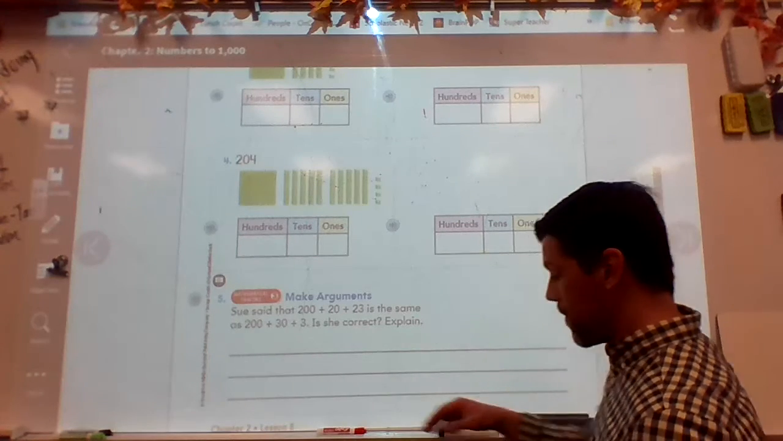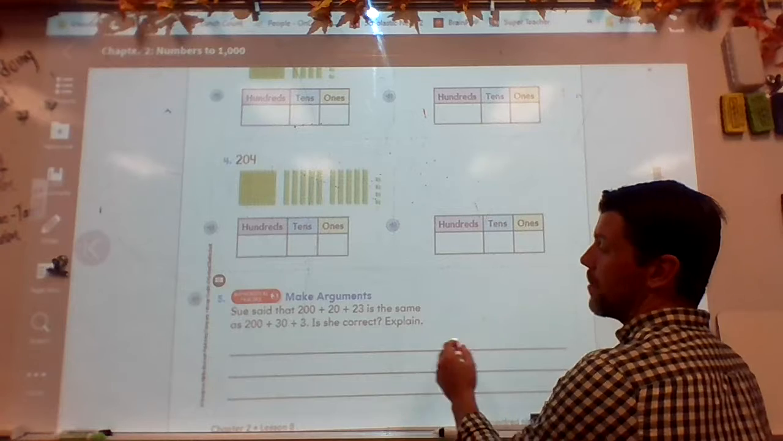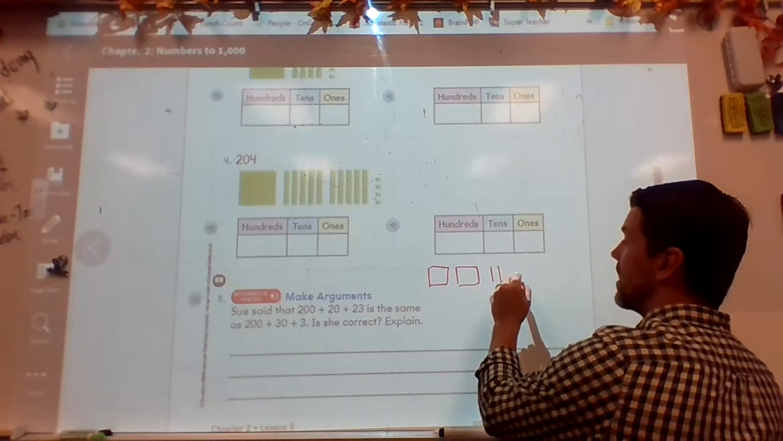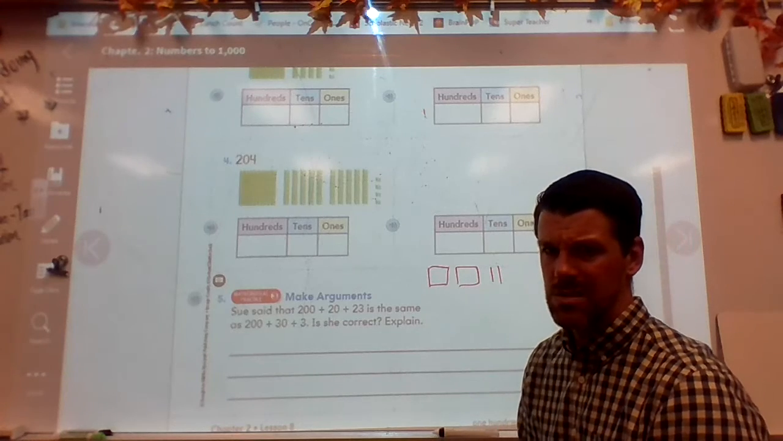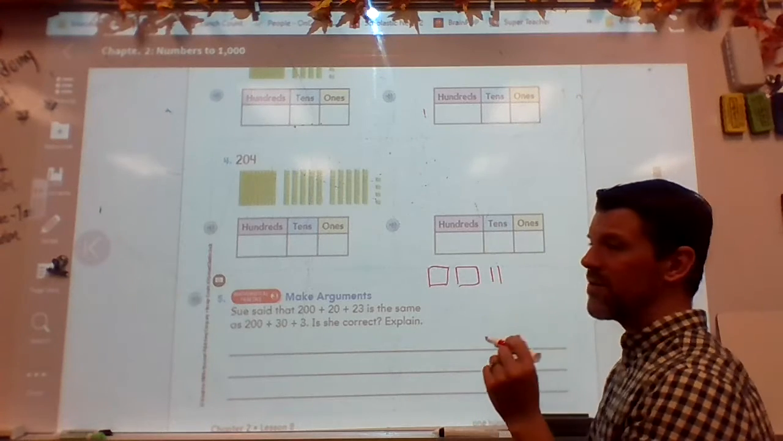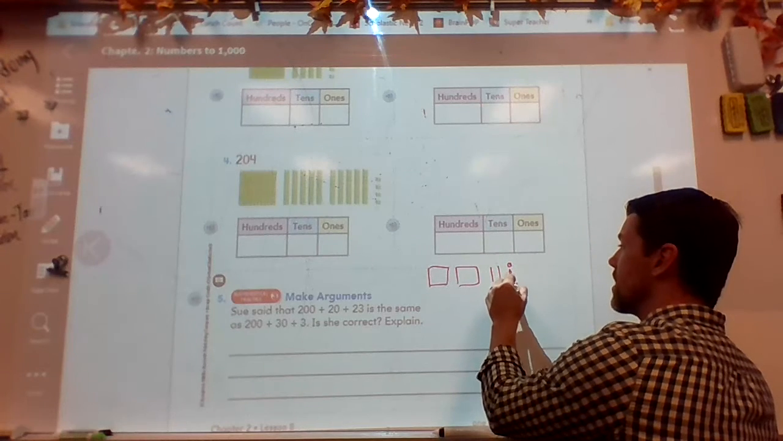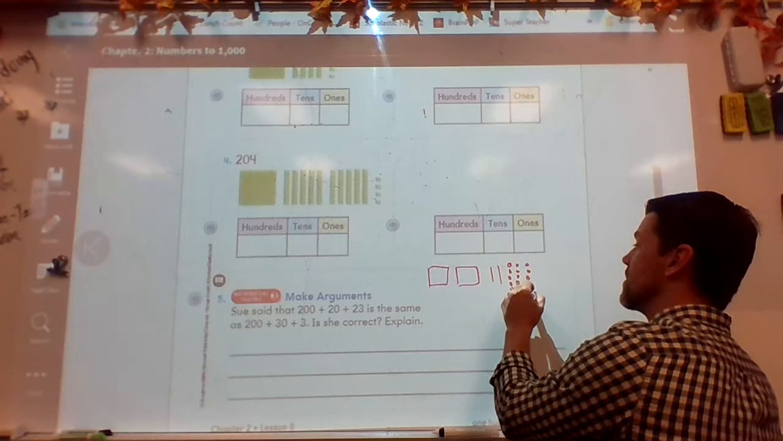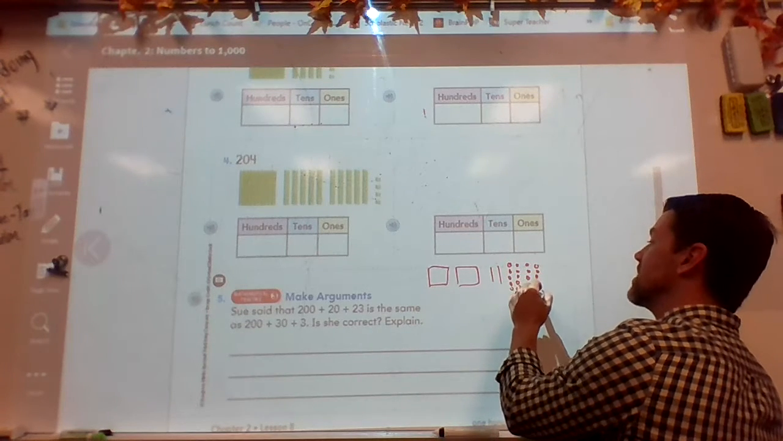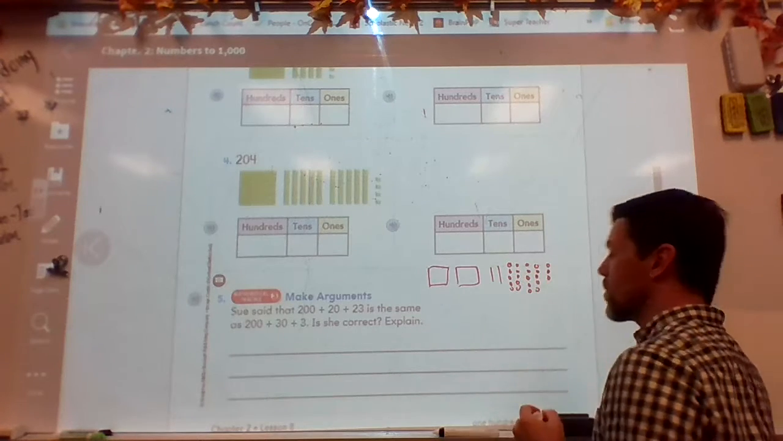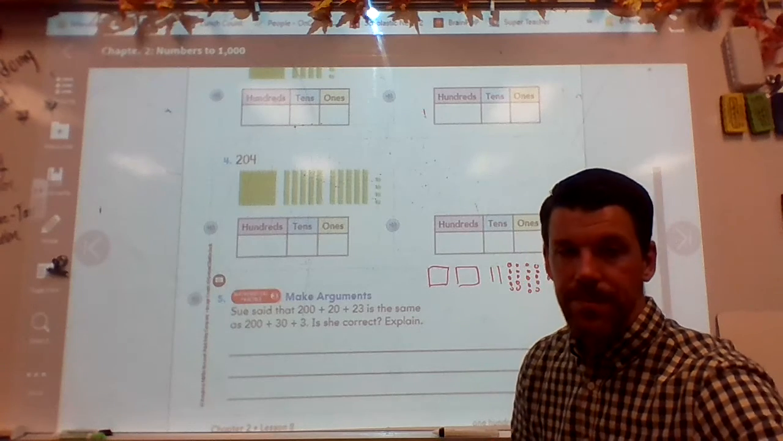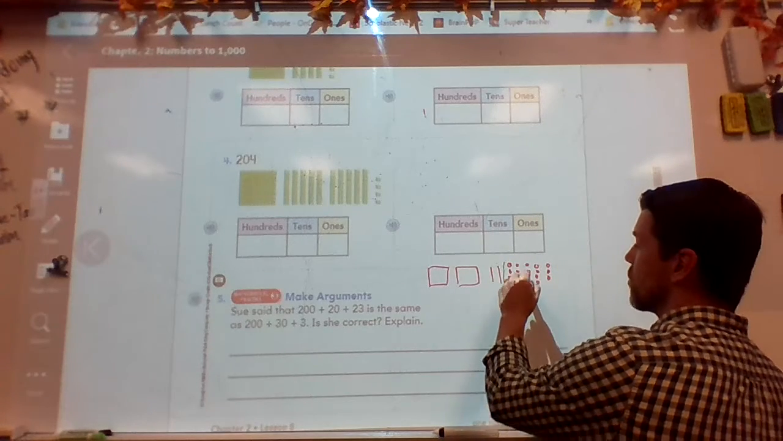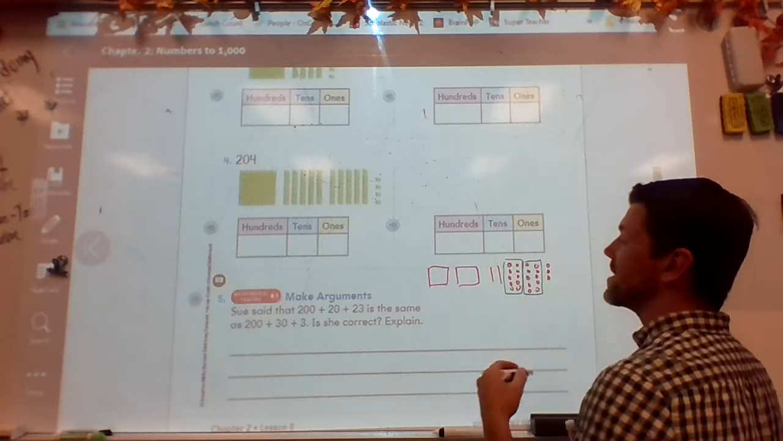So I'm going to draw with my magic marker here. I'm going to draw 200s, 20, and 23 ones. Ooh, that's a lot of ones to draw. I'm going to draw them in groups of 5, though, to make it easy. 1, 2, 3, 4, 5, 6, 7, 8, 9, 10, 11, 12, 13, 14, 15, 16, 17, 18, 19, 20, 21, 22, 23. Now, boys and girls, if you're keeping track of this, you know that these two groups of 5 are equal to 10.